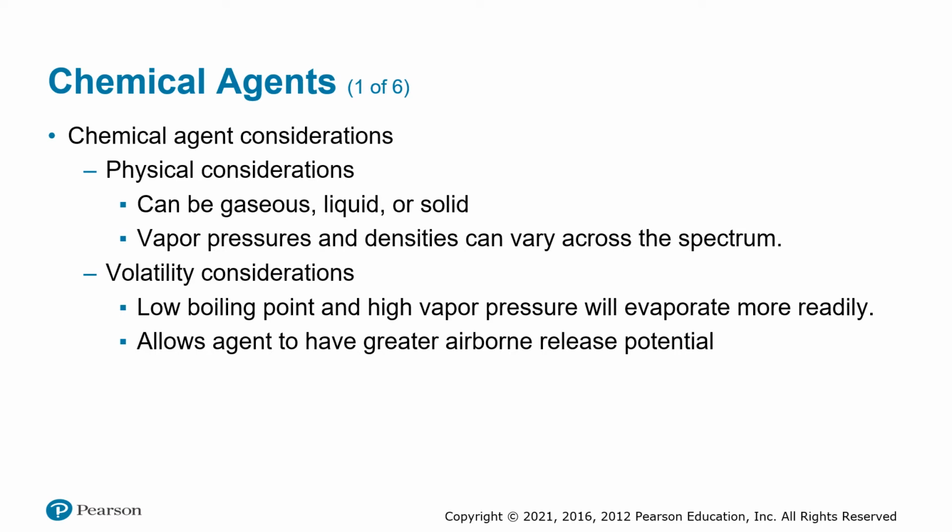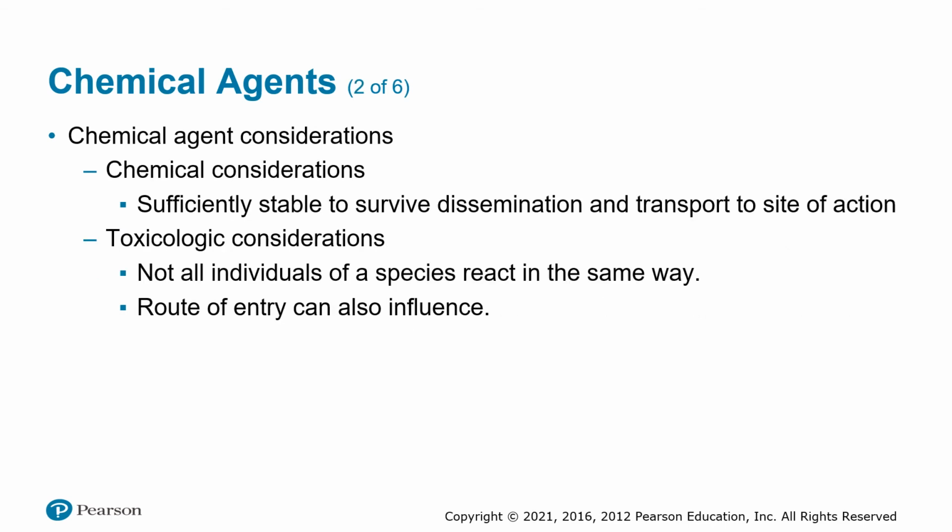So characteristics of CBRNE accident incidents, chemical agent considerations. Physically, they can be gaseous, liquid, or solid. Vapor pressures and densities can vary across the spectrum. Volatility considerations: they can have a low boiling point and a high vapor pressure, and then they're going to evaporate more readily. This allows the agent to have a greater airborne release potential.